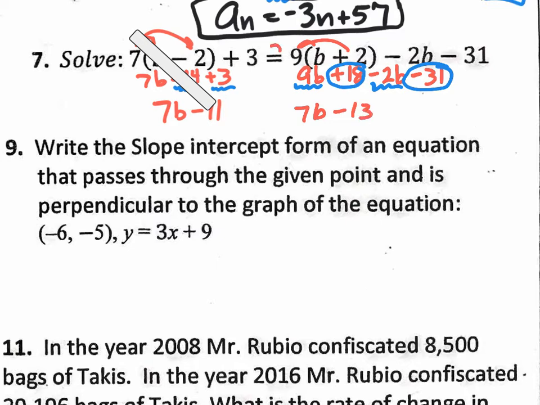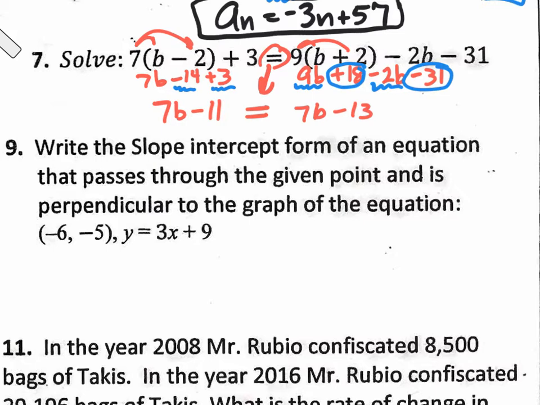And of course we have this equal sign separating the two, so we have an equal sign right here. Let me move this out of the way. Okay, so we have that new equation that's simplified. What do we have here? We have 7b minus 11 equals 7b minus 13. So you have b's on both sides. You don't want b's on both sides, so let's get rid of one of them.